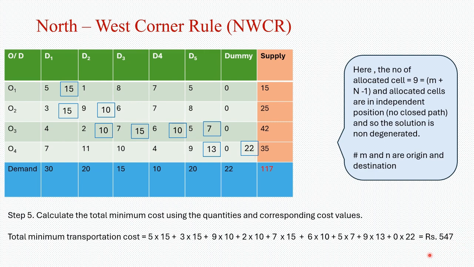Here, the number of allocated cells is 9, m is equal to 4 and n is equal to 6, so 4 plus 6 minus 1 is equal to 9, where m and n are source and destination. This solution is non-degenerate. A solution is said to be non-degenerate if allocated cells are equal to m plus n minus 1 and allocated cells are in independent position, that is, they don't follow closed path.